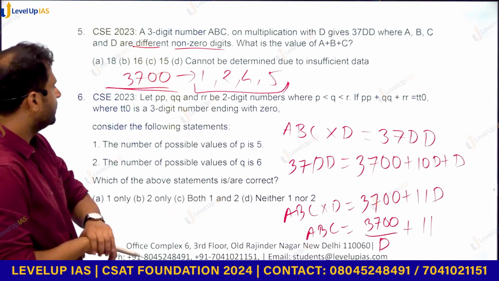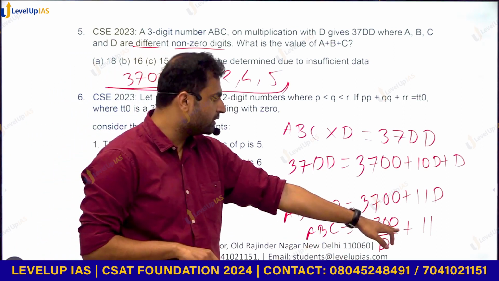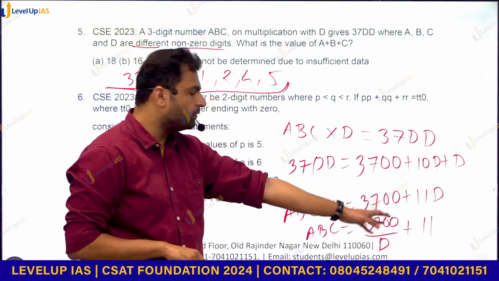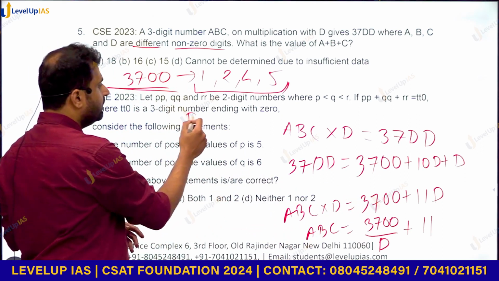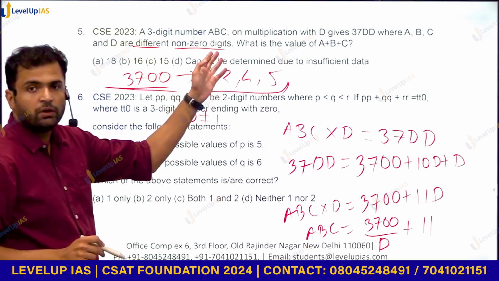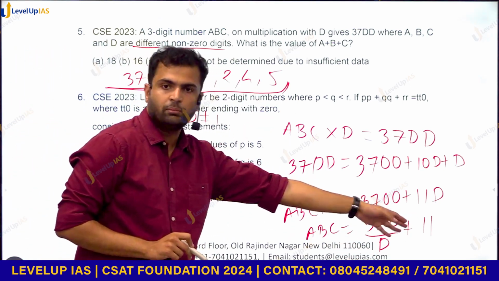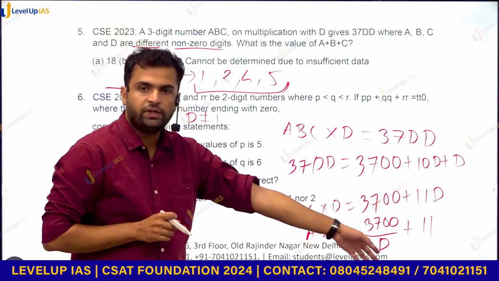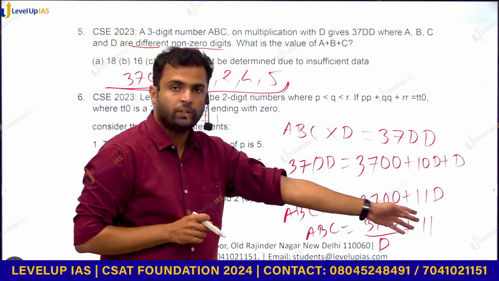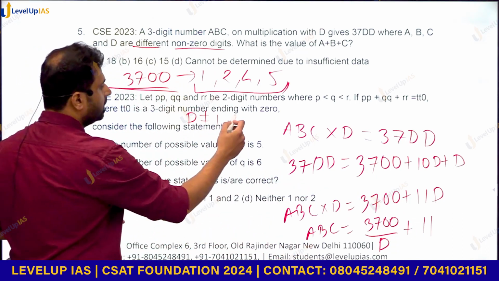Now again, if d is 1, then abc is equal to 3700 plus 11, which is 3711. But abc is a 3-digit number, so 1 is not possible. d cannot be equal to 1. Can d be equal to 2? If d is 2, then you have again a 4-digit number: 3700 divided by 2 is 1850, plus 11, so 1861. And abc is a 3-digit number, so again d cannot be equal to 2.